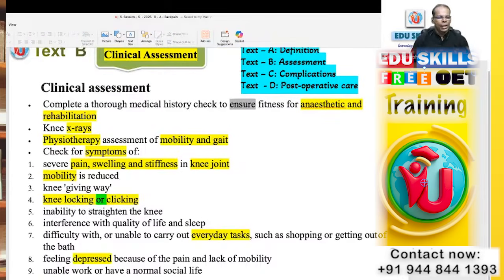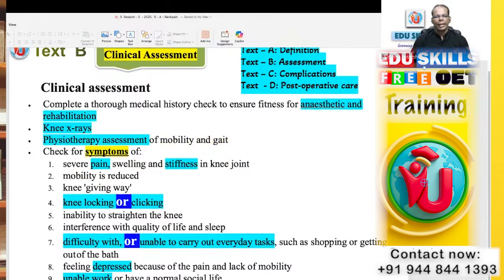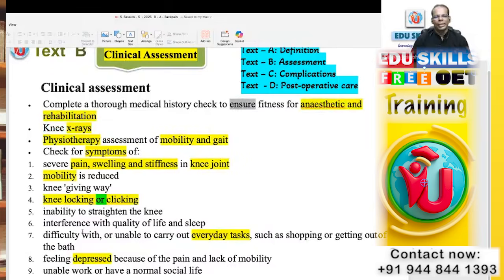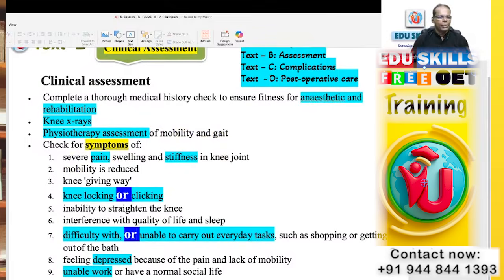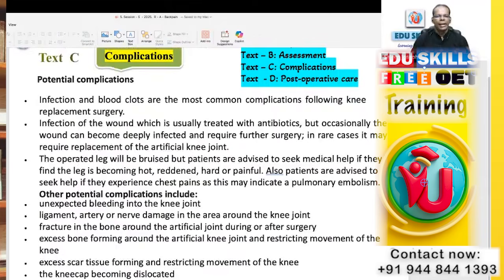So it looks like this. I've highlighted even more with clarity. One more we left here. What is that? Difficulty or unable to carry out, is that right? Yes. Okay, so that is it for Text B. Next one is Text C.